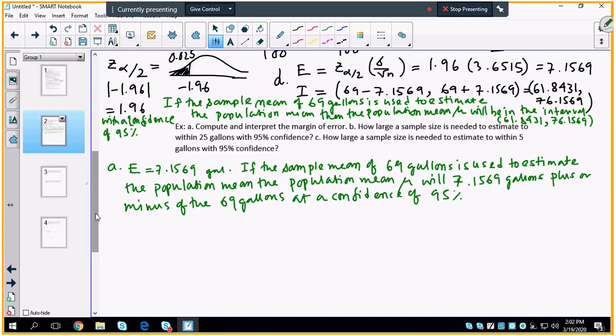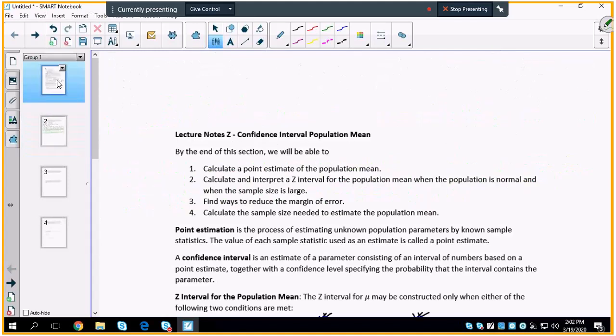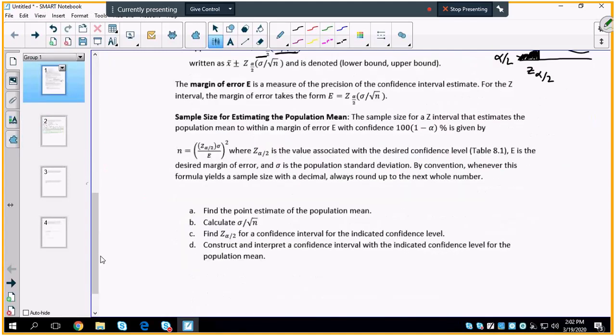The next couple of questions, in order to answer them, we have to go back to page number 1 and talk about the sample size requirement. The sample size requirement for estimating the population mean is given by the formula n equal to z alpha over 2 times sigma over the margin of error, all squared. And this one you will use if you know sigma. So let's try to answer our question now.